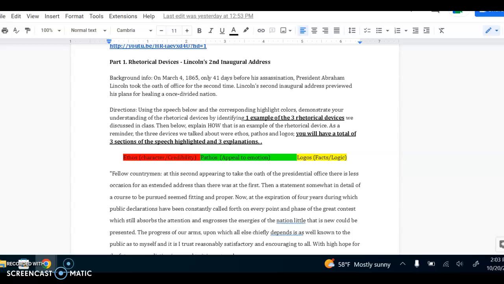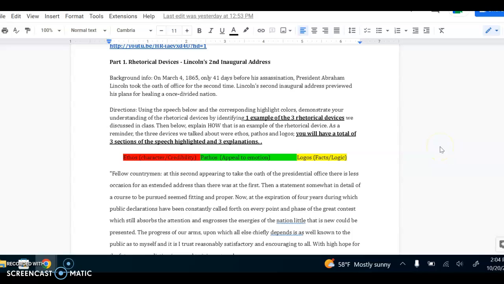Directions. Using the speech below and the corresponding highlight colors, demonstrate your understanding of the rhetorical devices by identifying one example of 3 rhetorical devices that we discussed in class. Then below, explain how that is an example of the rhetorical device. As a reminder, the 3 devices we talked about were ethos, pathos, and logos. You will have a total of 3 sections of the speech highlighted and 3 explanations.